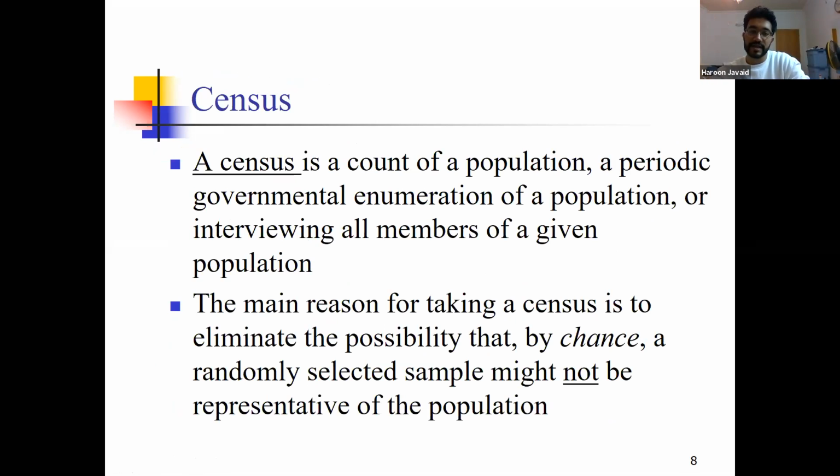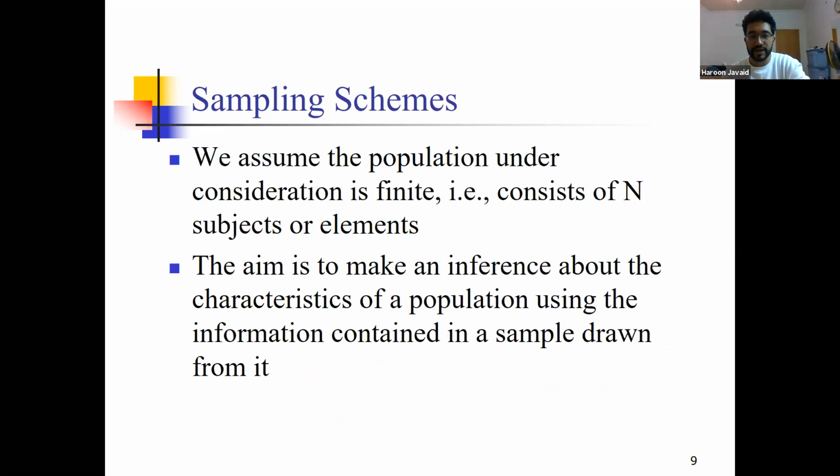Basically, a census is a count of the entire population. And why do we do this? We want to eliminate the possibility that by chance a randomly selected sample might not be representative of the population. So a census is the only example where people do not take a sample, they just take everyone in the population, because they want to find out really specific things about specific variables in the whole population. And they don't want to take the chance of getting a sample which will not be representative of the actual population, okay? Just know what a census is. They may give you a definition or something.